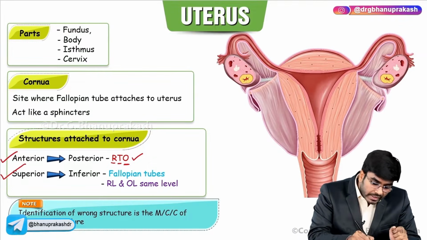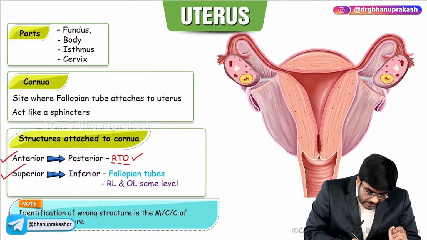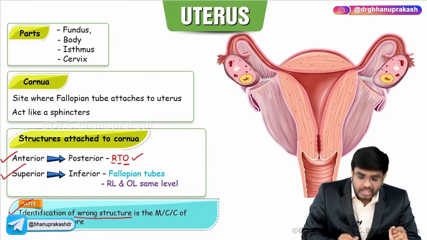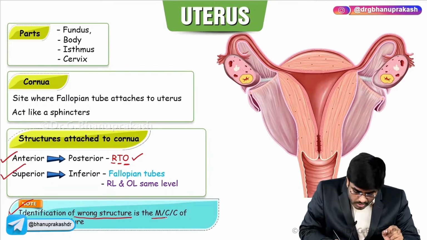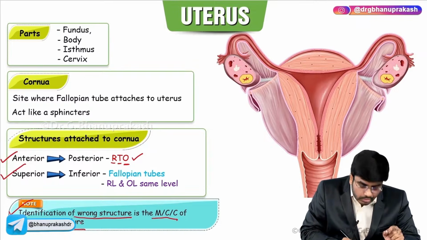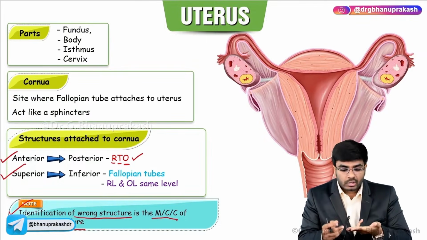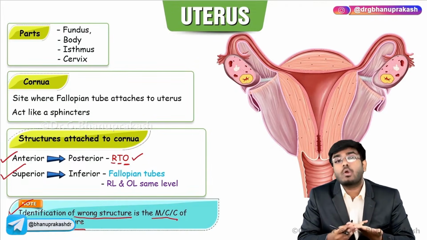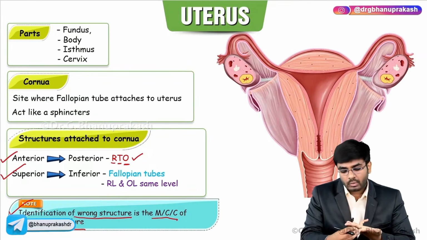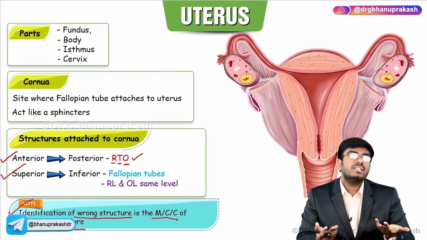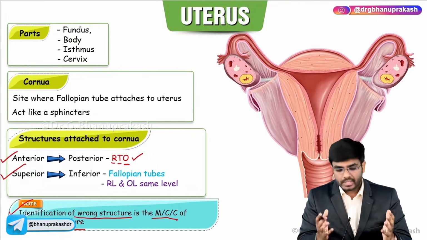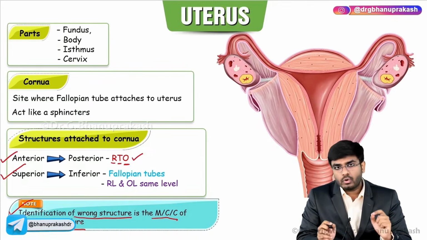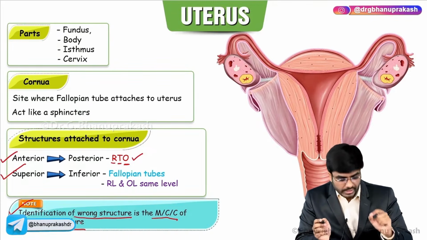Now, why is it important? Because identification of a wrong structure is the most common cause of sterilization failure. Most of the time, the doctor doing the surgery will ligate either the ovarian ligament or the round ligament. If they ligate the round ligament or ovarian ligament, then sterilization cannot happen, and she will become pregnant. So it is very, very important to know where exactly the fallopian tubes are located.